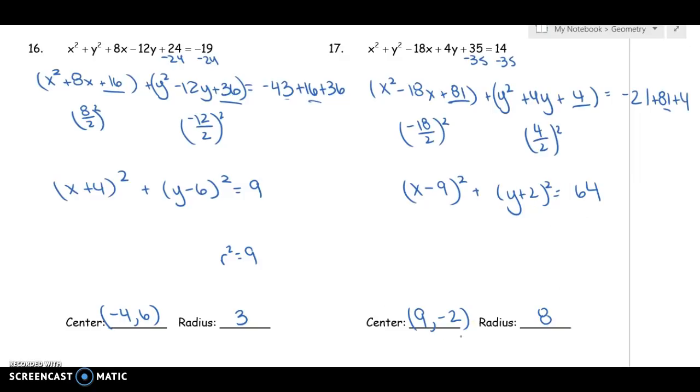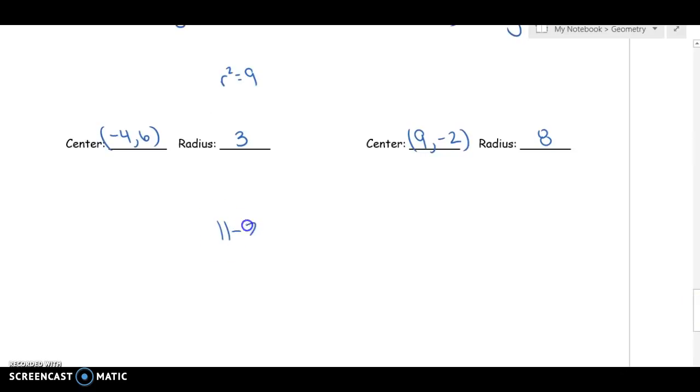Tomorrow we will move on to another conic shape. But for now, the homework that you're going to be working on for the rest of the period is 11 to 22. So go ahead and work on that. That'll be due tomorrow. We'll go through 1 through 22 tomorrow to make sure that you have any questions that you need answered by tomorrow at the beginning of class.